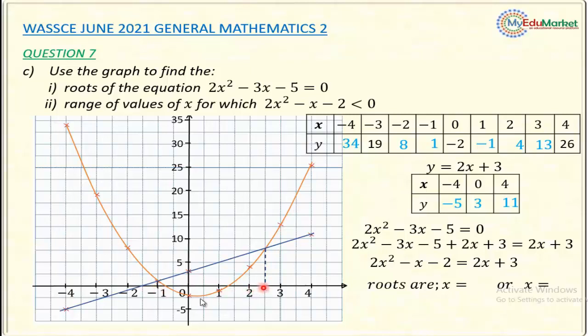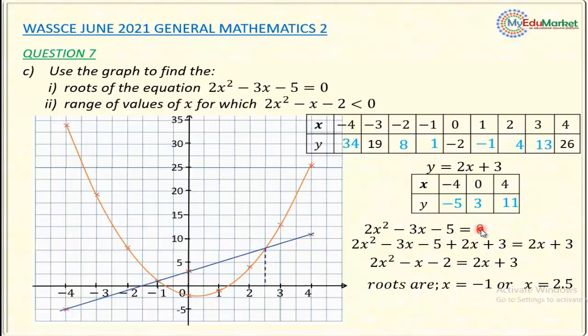So the values there, this is going to be -1 exactly, and this is going to be 2.5 exactly. So the roots are now going to be -1 if I consider it to be here, I beg your pardon, or 2.5 if I consider it to be here. So these are the roots of this very equation, 2x squared minus 3x minus 5 equals 0.